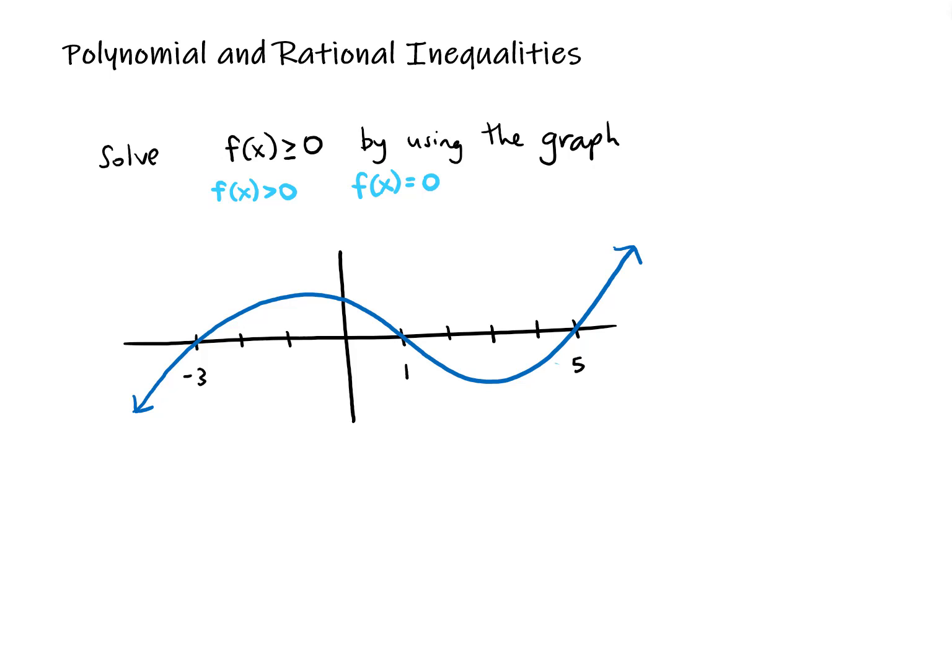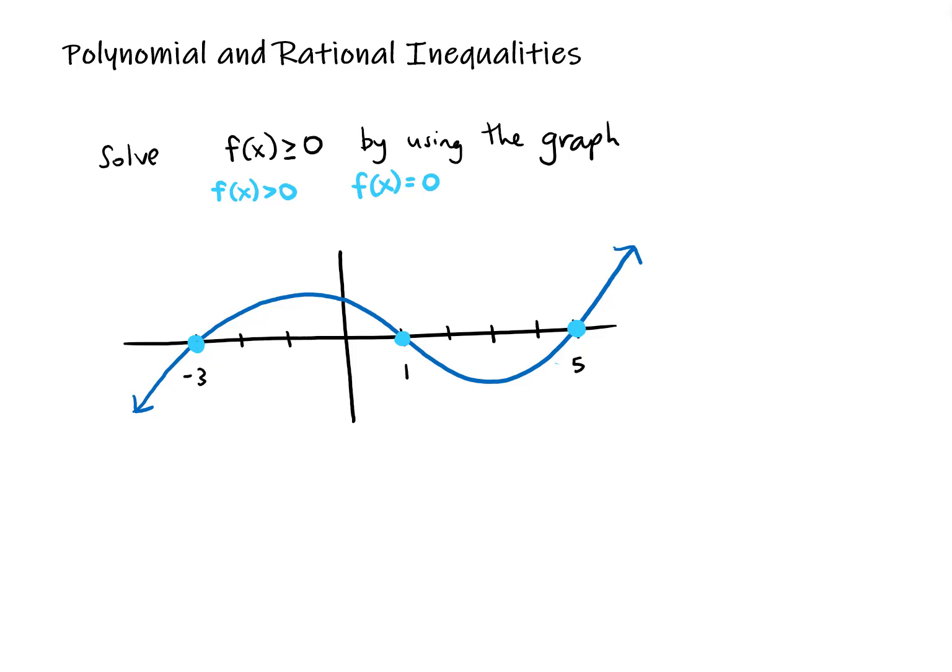We're first going to solve for when f of x is equal to 0. You can notice that I have three x-intercepts, and so at -3, at 1, and at 5 are my x-intercepts. Because it's asking me to find when my function is equal to 0, I am going to include my x-intercepts in my answer, because this is when it's equal to 0. And then we look at where the graph is positive. Being greater than 0 means positive.